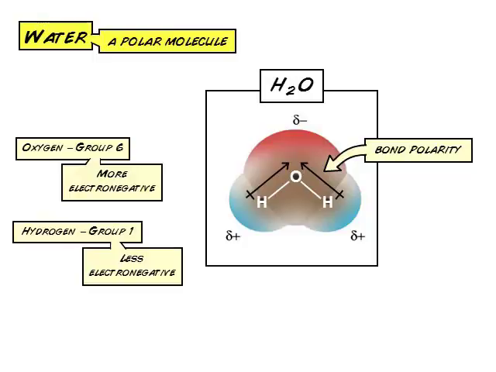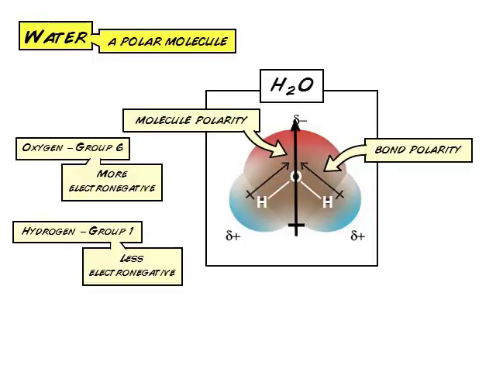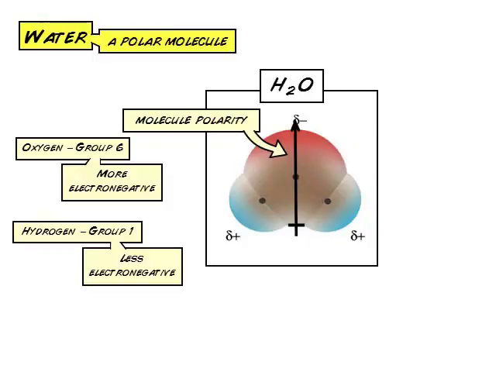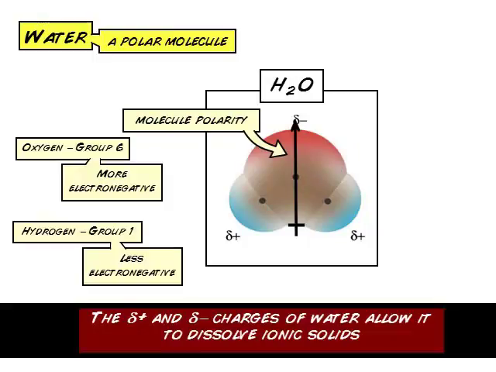They reinforce each other to give an overall molecular polarity. This is shown by the bigger arrow pointing generally from the hydrogen end of the molecule to the oxygen end of the molecule. The delta positive and delta negative charges on water allow it to dissolve ionic solids.